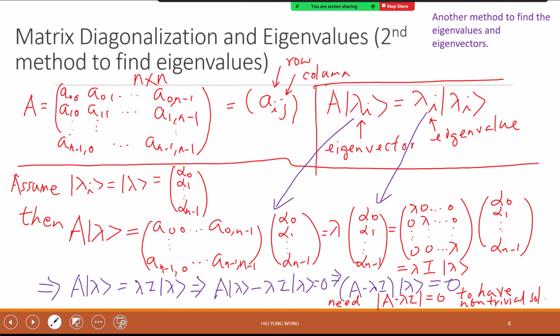Okay, so now what I'm trying to say is we need not go through this. Next time you just try to compute A minus lambda I, then you will be able to find the solution, the eigenvalues. Is this okay? Any questions?